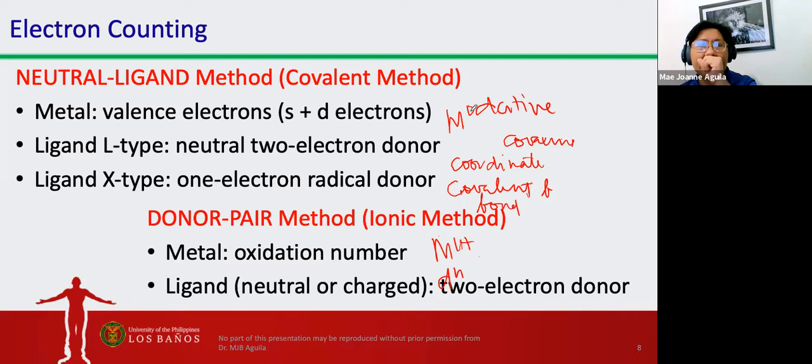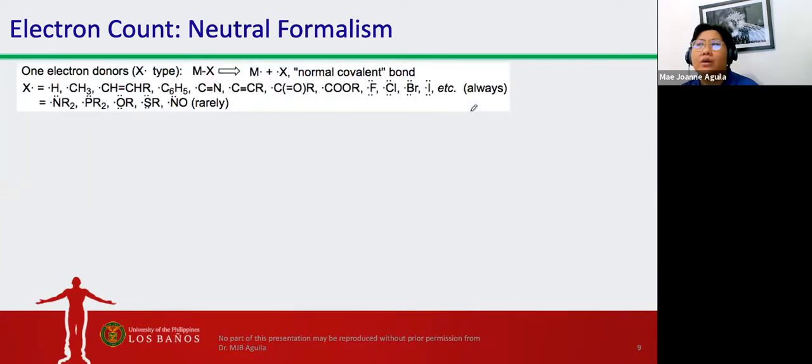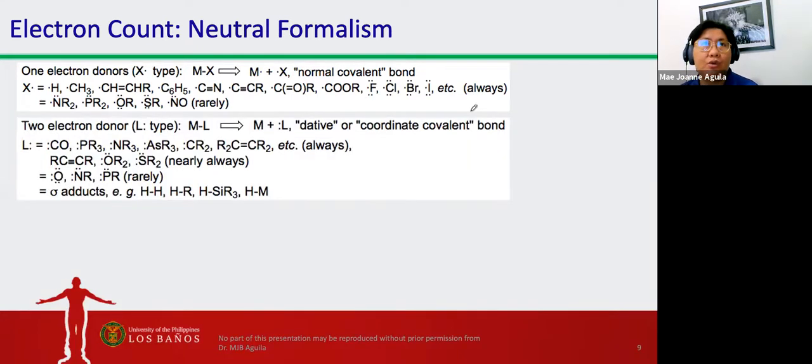For the neutral formalism, we need to be a little bit more familiar with this L-type or X-type of ligand. So these are some examples of the 1 electron donor or the X-type. If you notice, if you consider this in the ionic method, these will be the ones that bear negative charges. So we have H dot there, and in the ionic method, the counterpart is hydride. And then we have this usual 2 electron donor, which are the neutral molecules such as carbon monoxide, the phosphine base, and so on. Okay.